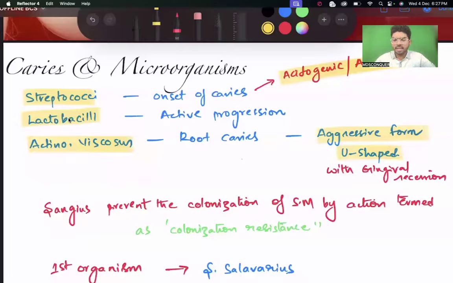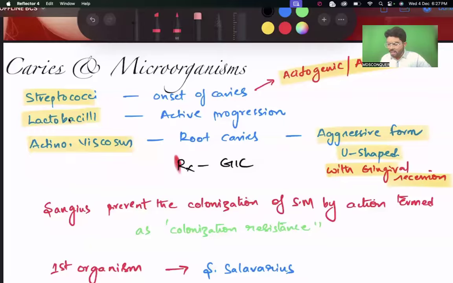Most aggressive form of caries is root caries. What is the restorative material of choice for root caries? Root caries is most often associated with gingival recession. The restorative material of choice for root caries is GIC. Very good. Next, I want you to add one important point about sanguis.